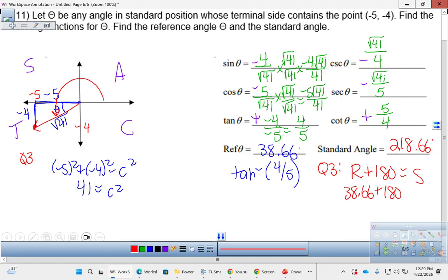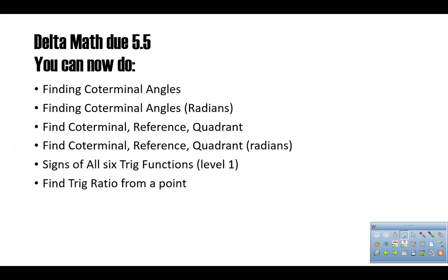We're going to end this Ed Puzzle here and allow you to do some practice in your Delta Math. So your Delta Math is due on the 5th. You can do these examples. If you need to see an example similar to this, I've got examples posted on the back board. Now my examples aren't going to be the same numbers as yours, but they'll look similar. And if you need further explanation, I have a video of me going through those examples on Canvas.